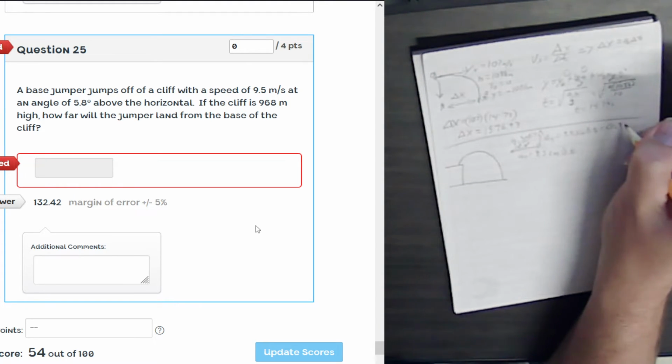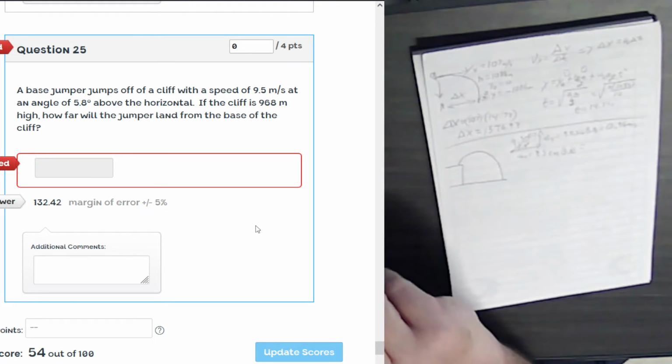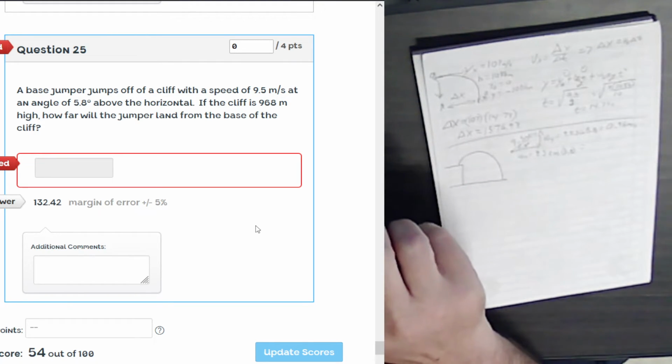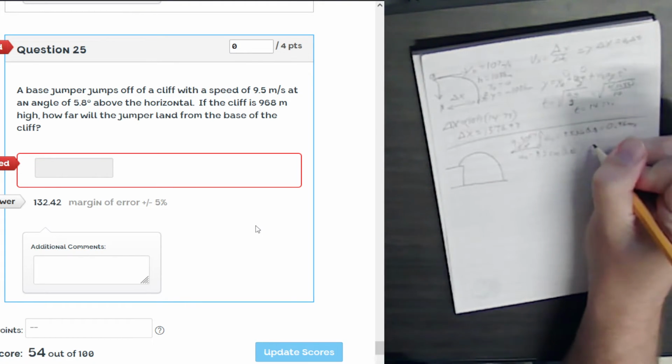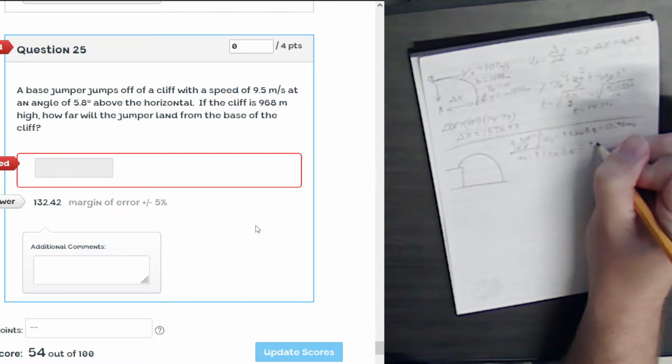We do get 0.96 meters per second. So now we'll do the cosine here, and we get 9.45.